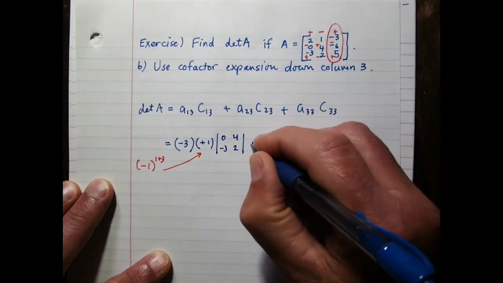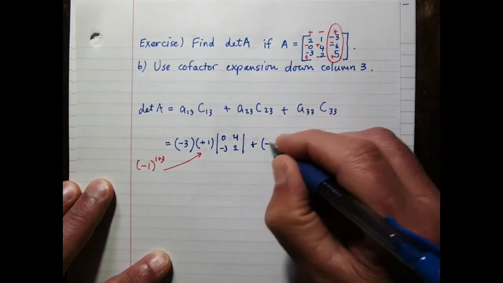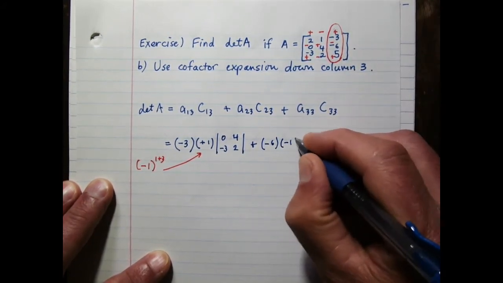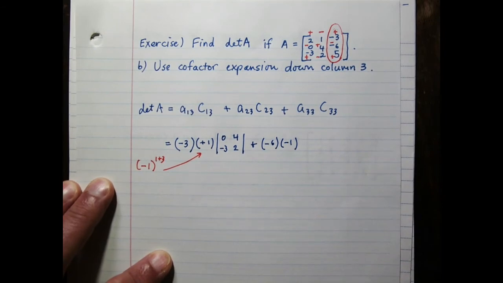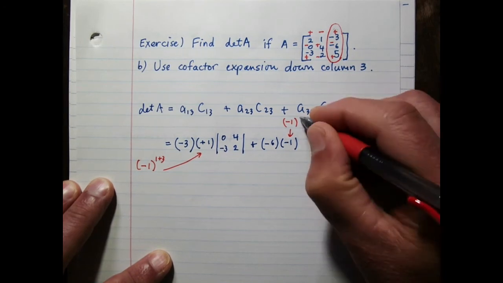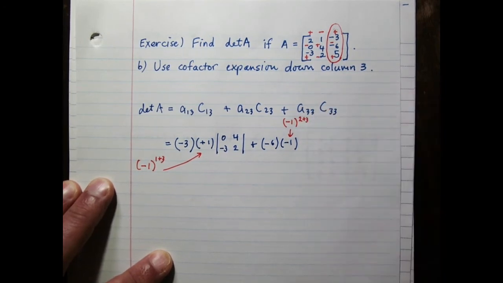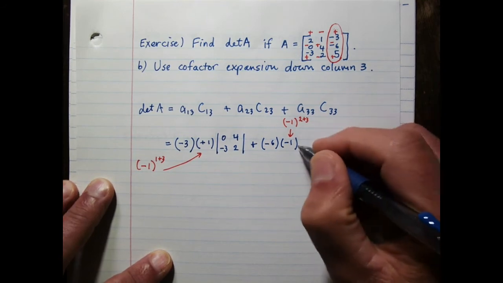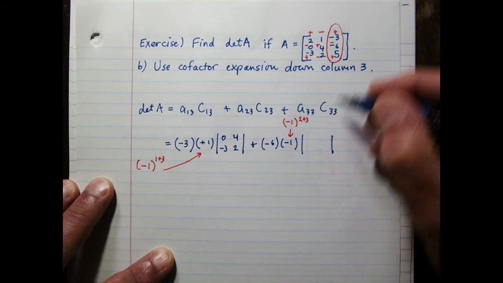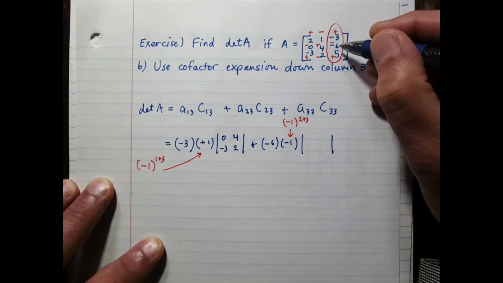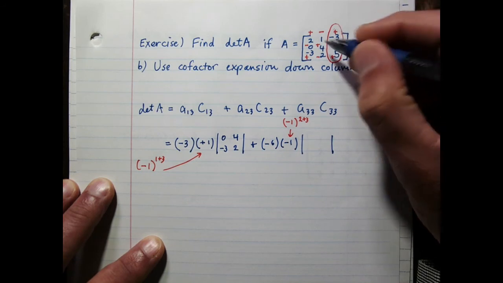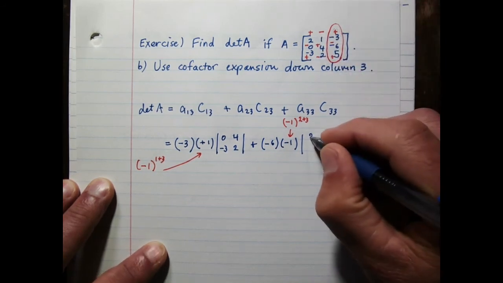Then I move on to the next entry in the column, negative 6. The little red minus sign tells me I'm going to multiply by negative 1. Where did that come from? Well, that's negative 1 to the 2 plus 3, so that's negative 1 to an odd power. So it'll be negative 1. And then I just go right ahead and fill in the submatrix that I get by removing the row and column of the negative 6. So it's going to be 2, 1, negative 3, 2.